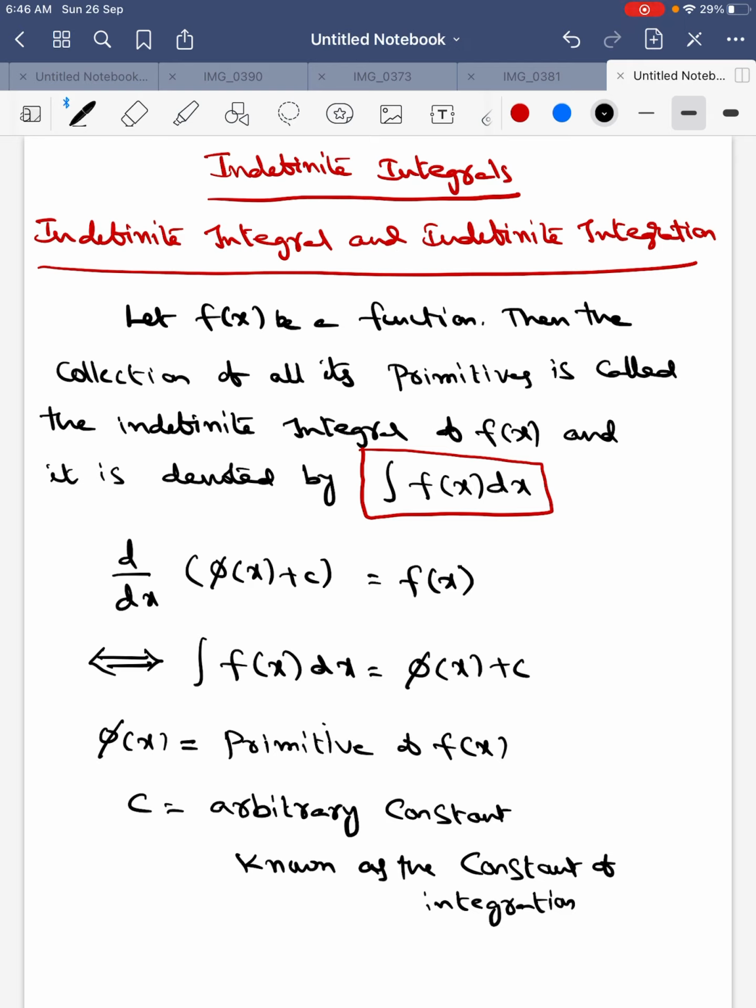All of you look here carefully. d by dx of phi of x plus c is equal to f of x. That implies integral f of x dx is equal to phi of x plus c, where phi of x is equal to primitive of f of x, c is equal to arbitrary constant. It is known as the constant of integration.